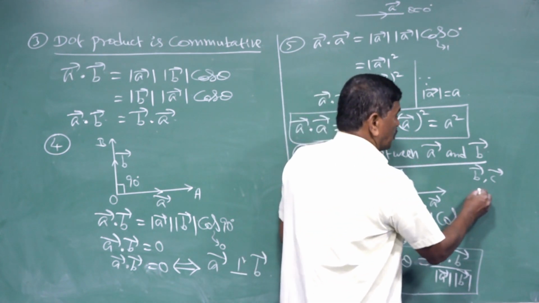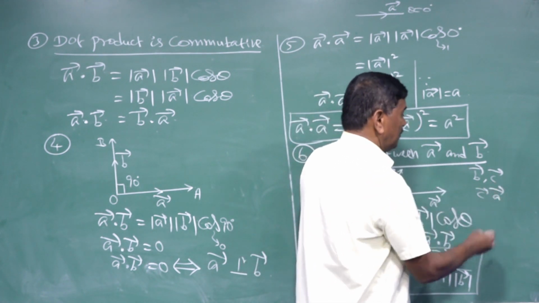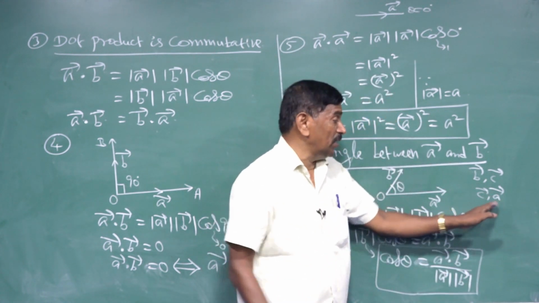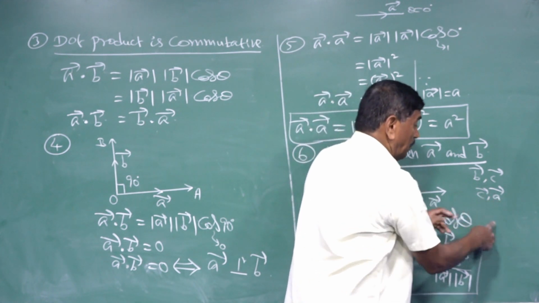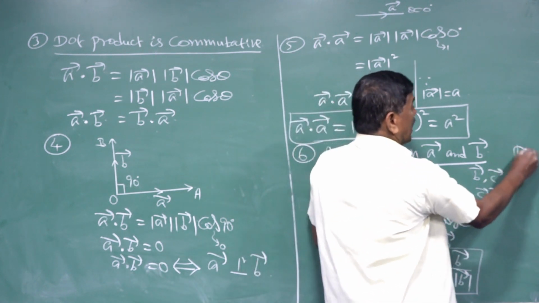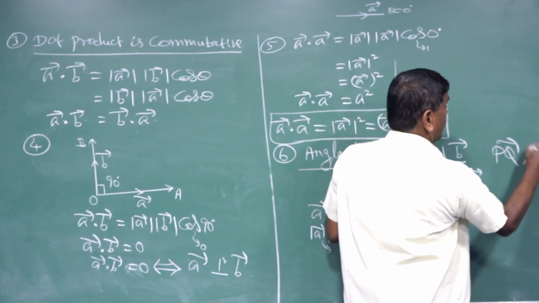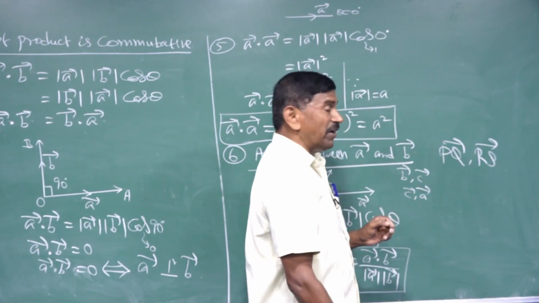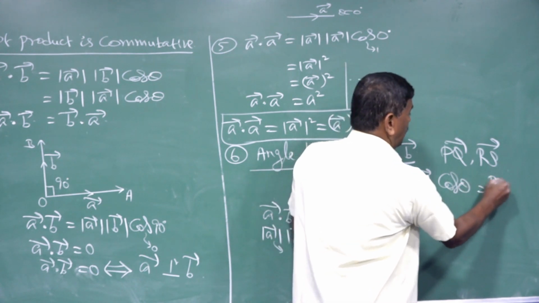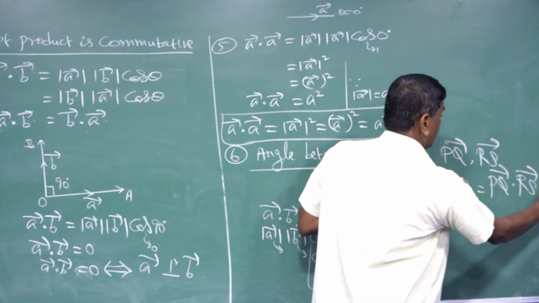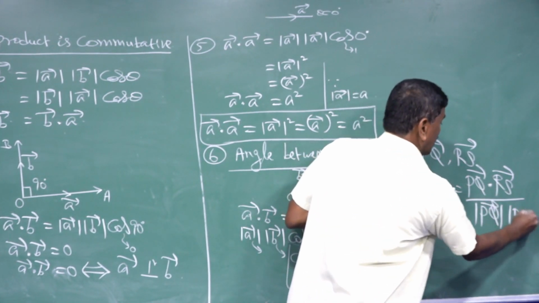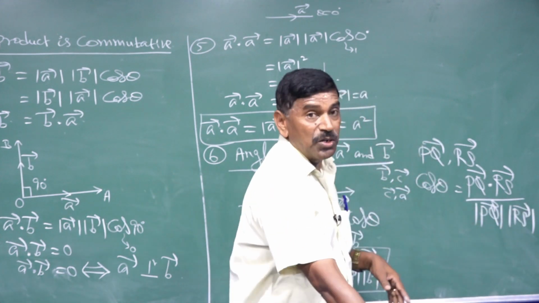Okay. Suppose the angle between C vector and A vector. Angle between C vector and A vector. Very good. Cos theta is equal to C vector dot A vector divided by modulus C vector into modulus A vector. Like that, it is going to change. Suppose the angle between PQ vector and RS vector. The angle between PQ vector and RS vector is given by the formula. Yes, very good. That is cos theta is equal to PQ vector dot RS vector divided by modulus PQ vector into modulus RS vector. So this formula is going to change according to the question.